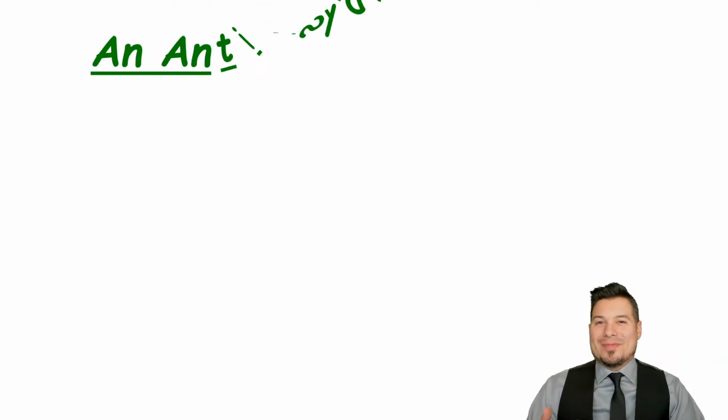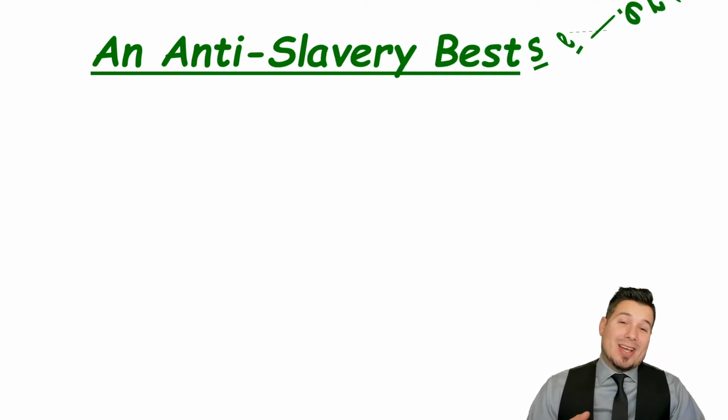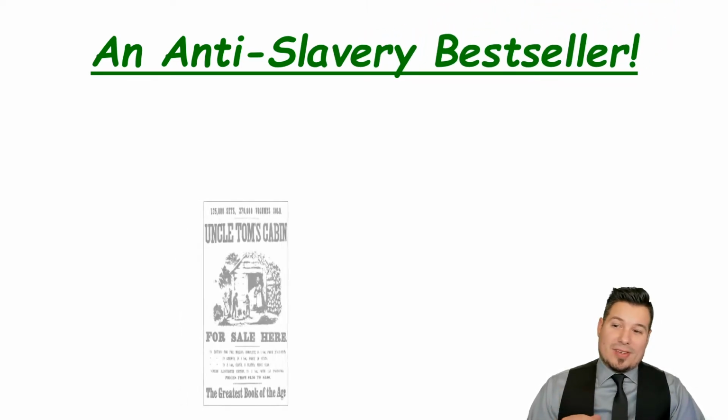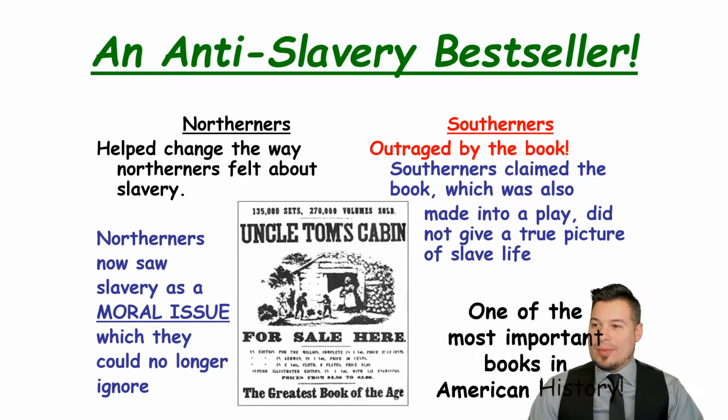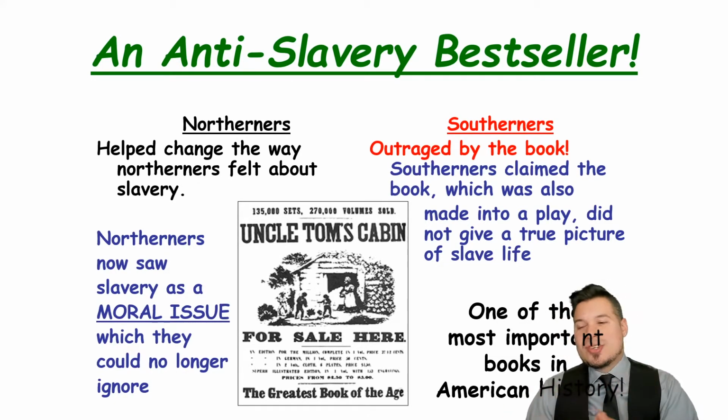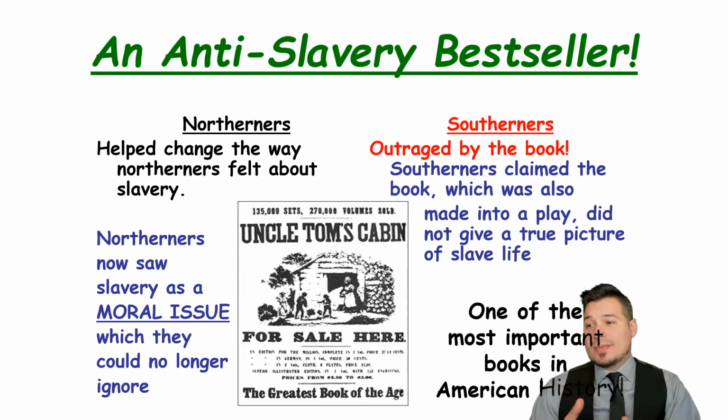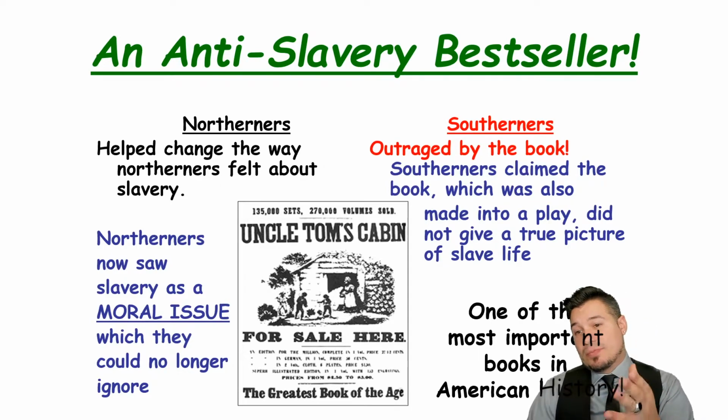Now, why is it so important? Well, this anti-slavery bestseller is going to be one rift between the North and the South. For Northerners, this book helped change the way they felt about slavery. Now they see it as a moral issue that they could no longer ignore, especially because there are graphic scenes in the book about the treatment of slaves. Now, Southerners were outraged by the book, which was eventually made into a play, claiming it did not give a true picture of slave life. I will say this is one of the most important books in American history, hands down.